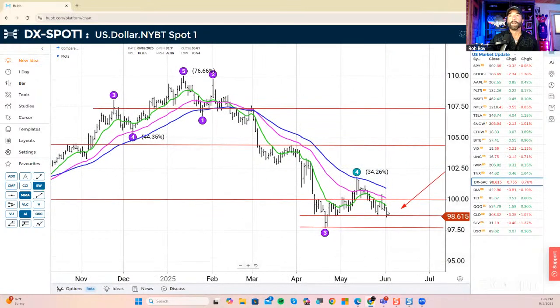So we don't want to see the dollar go down too far. We want to see it hold in this range. In my opinion, I would be quite nervous to see the dollar break 97.5. But until it does that, I think we're okay. And all we can do as technical analysts is analyze the data that we have at any given moment.